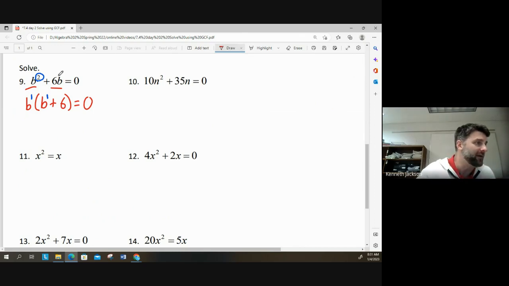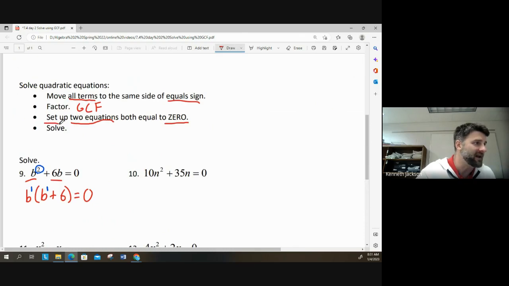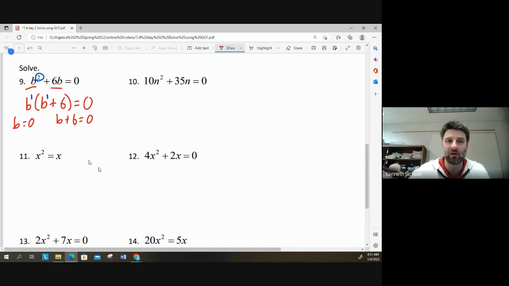So now that I have the polynomial factored, my next step is to set up two equations, both of them equal to 0. So I have the stuff on the outside, b equals 0, and I have the stuff on the inside, b plus 6 equals 0. And then I need to go through and solve them both. This quadratic equation has turned into two linear equations, which we should be comfortable solving. In fact, the first one is already solved, b equals 0.